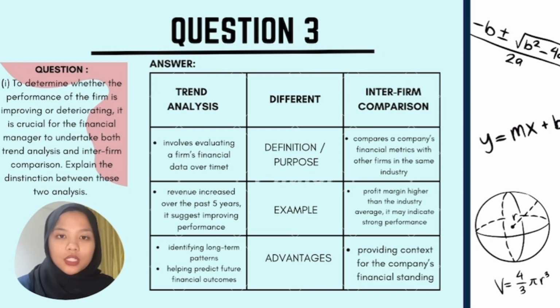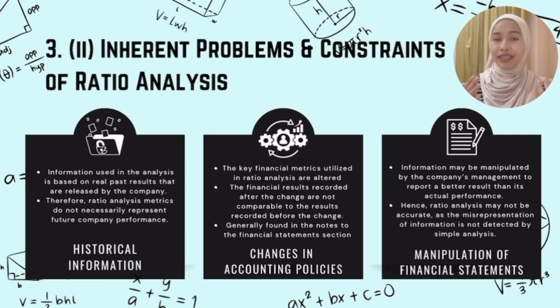Advantages of trend analysis include identifying long-term patterns and helping predict future financial outcomes, while interfirm comparison, on the other hand, compares a company's financial metrics with those of other firms in the same industry. For instance, if a company's profit margin is higher than the industry average, it may indicate strong performance. The advantage of interfirm comparison lies in benchmarking against industry standards, providing context for the company's financial standing. While they are a popular form of analysis, there are many inherent problems and constraints of ratio analysis that financial analysts should be aware of.